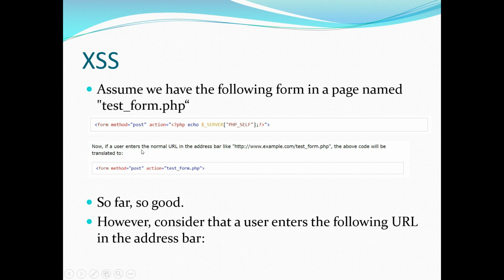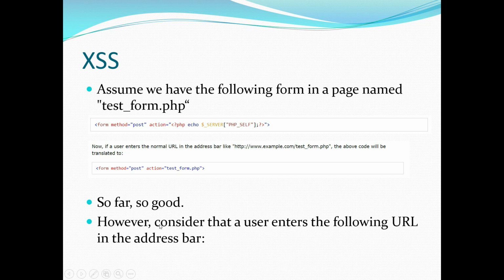Now, if a user enters the normal URL in the address bar, like the domain name and the file name, for example in our scenario localhost and testform.php, then the server gives me the output, that is testform.php. So far so good. However, consider that a user enters the following URL in the address bar.